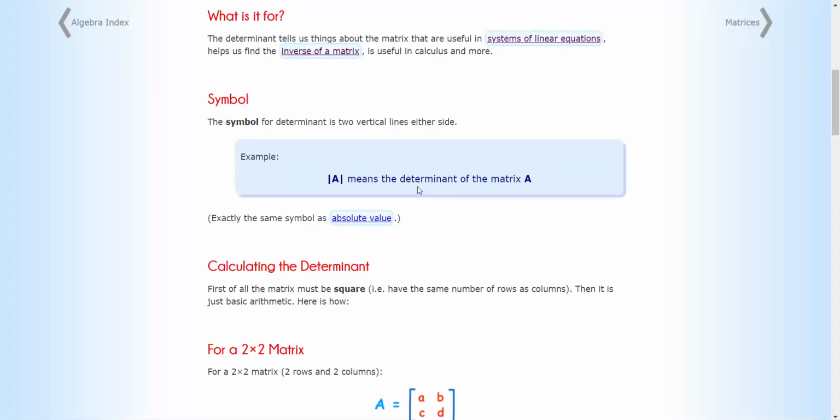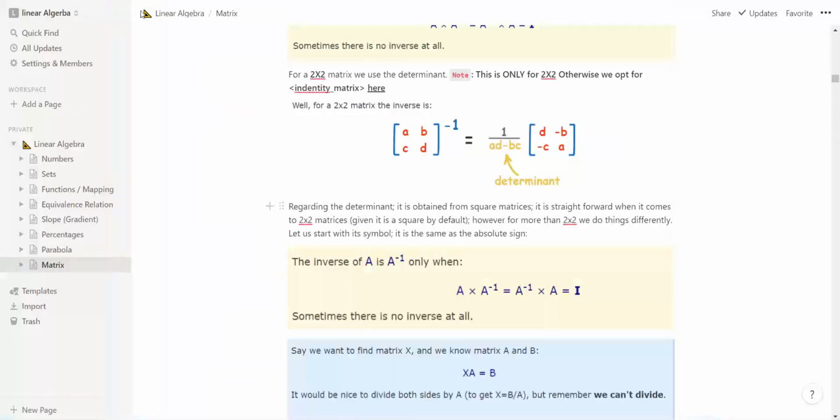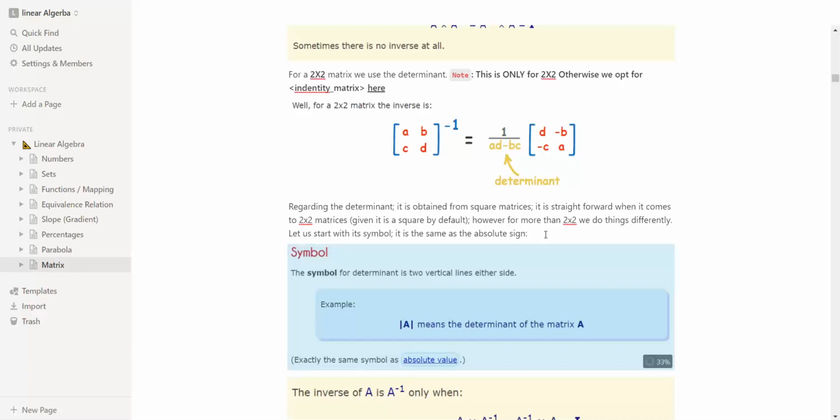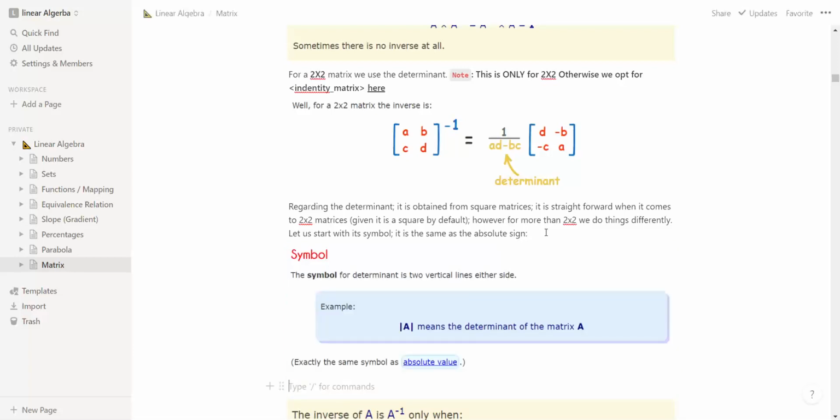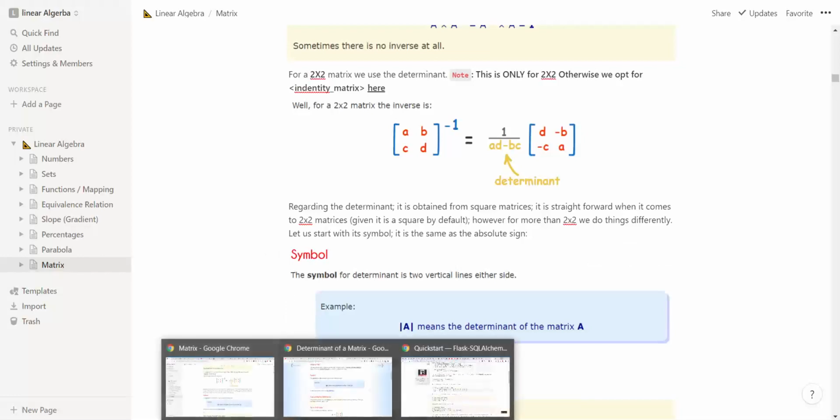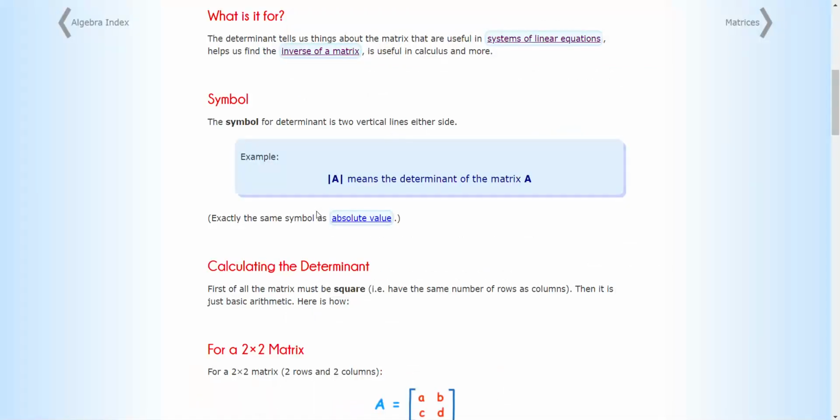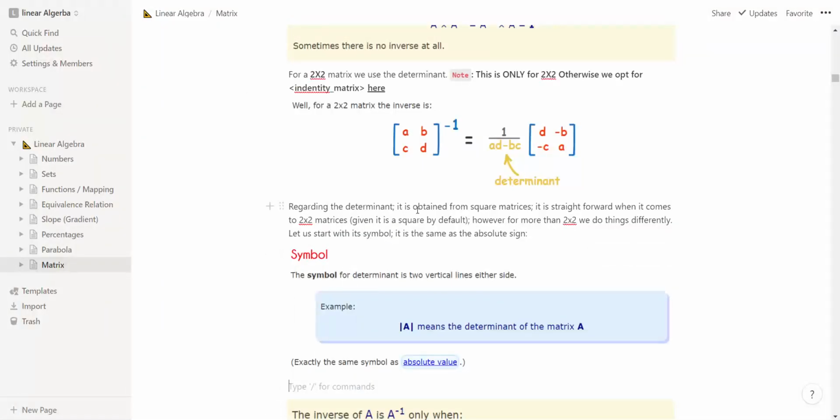So it has the same sign as that. Calculating the determinant: first of all, the matrix must be square. This is really crucial. We have to stress this square matrix.